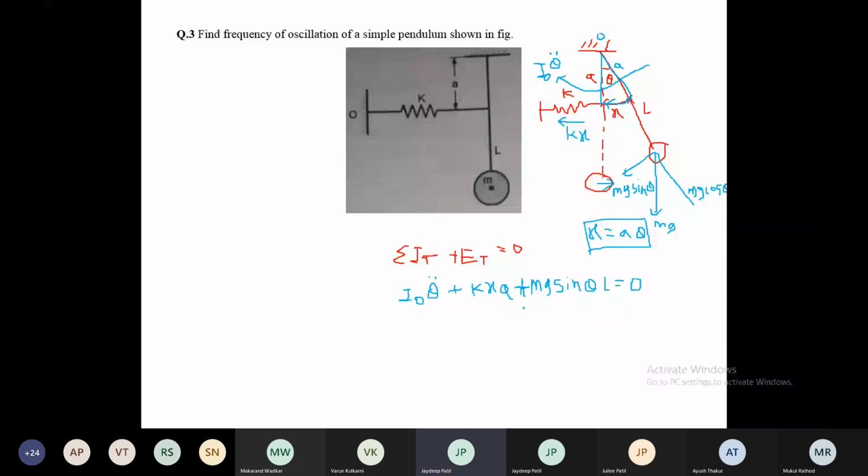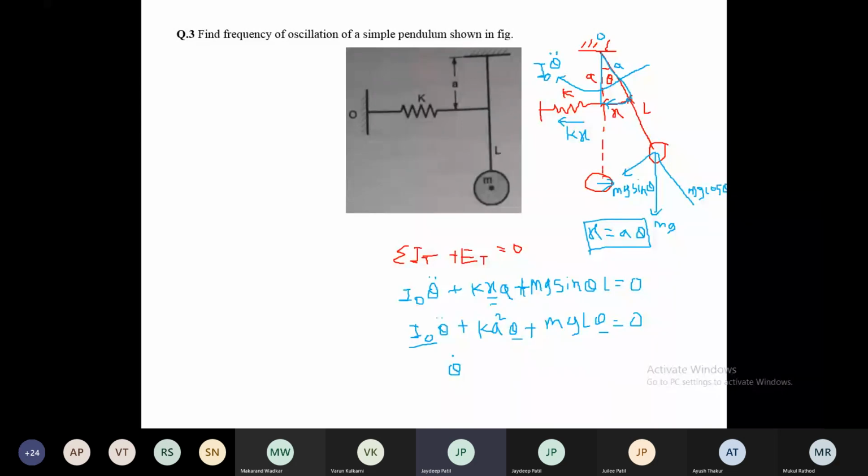I have to simplify this equation. You have to put the value of x here. Now x is equal to what? A into theta. Theta double dot plus kx is equal to k a theta, means k into a square theta, plus mg sin theta is equal to theta. You have to consider here mg L theta. You have to take theta common here, then divide it by this I0. You will get the next step, your final step.